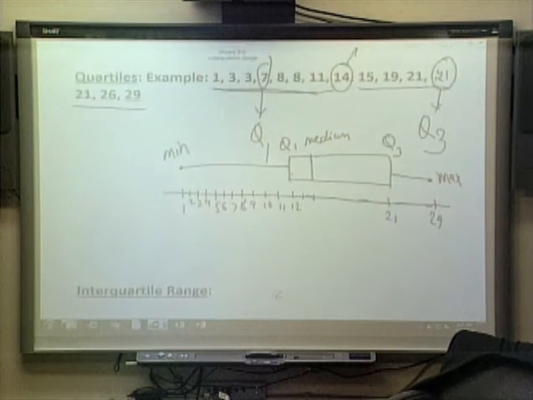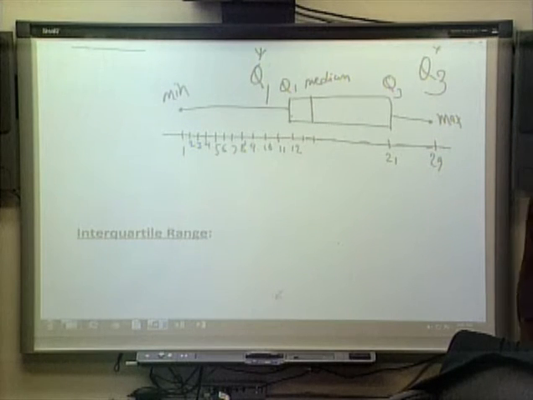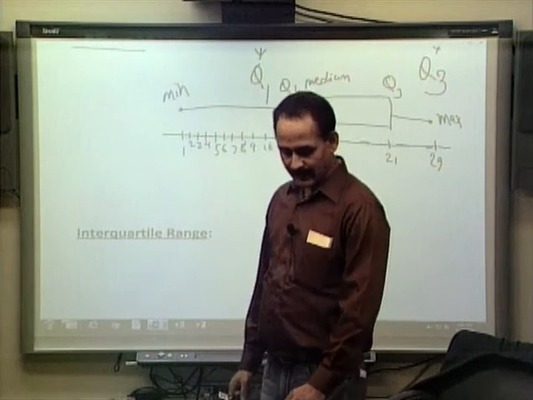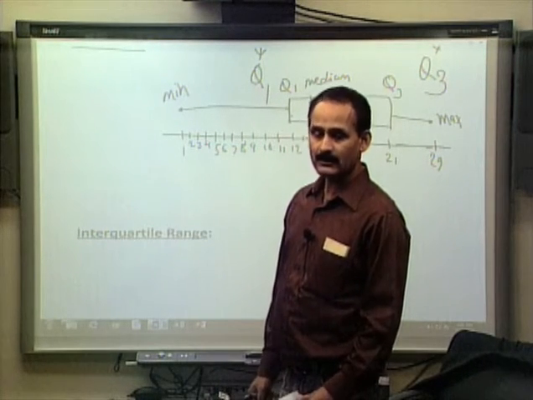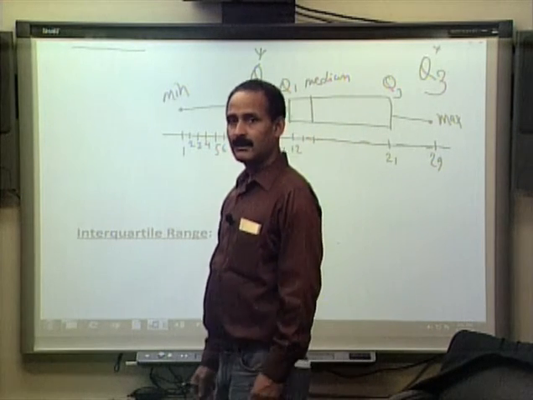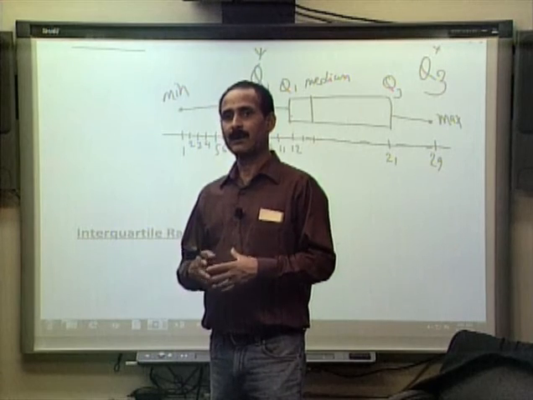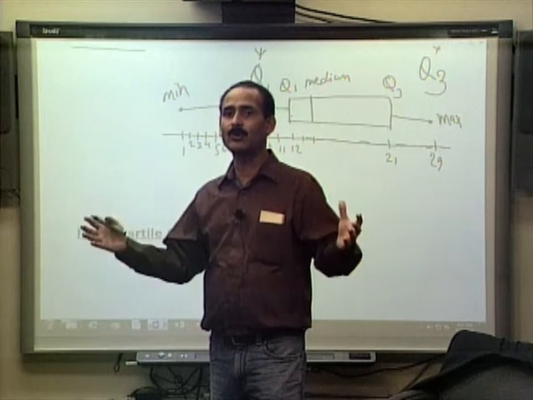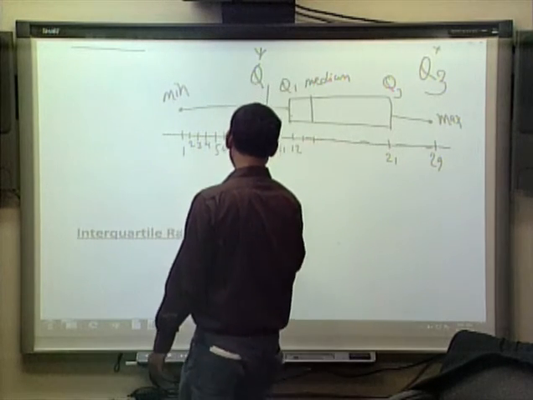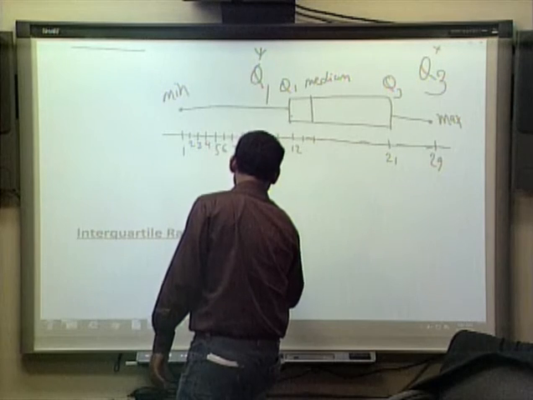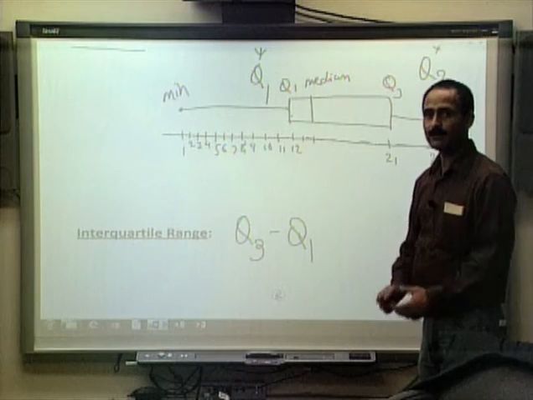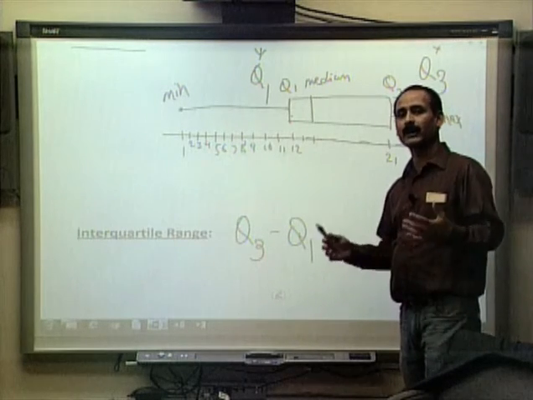And these quartiles are used to calculate one important quantity in statistics, called the interquartile range. That interquartile range tells us how variable or how compact, how clustered the data are. The interquartile range is nothing more than Q3 minus Q1. The difference of the third quartile and the first quartile is what we call the interquartile range.